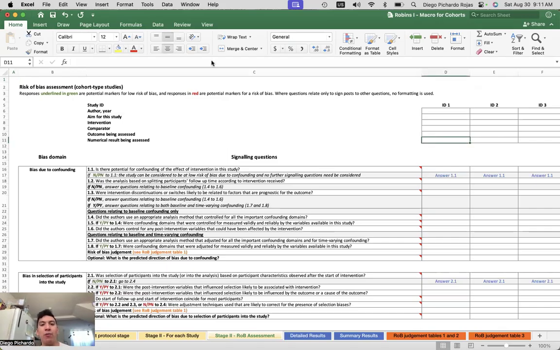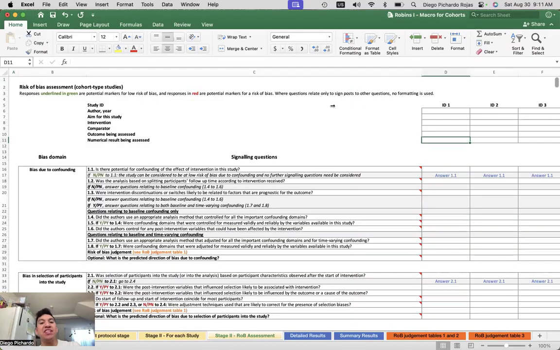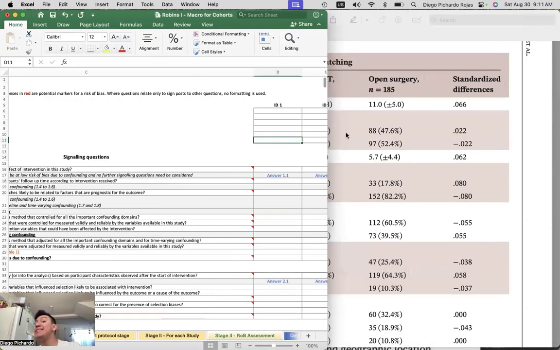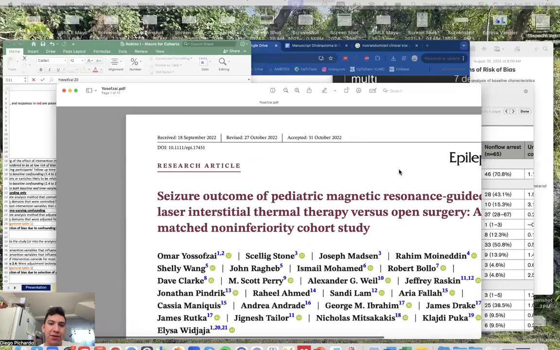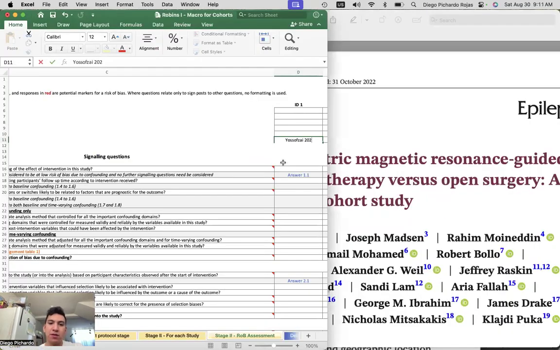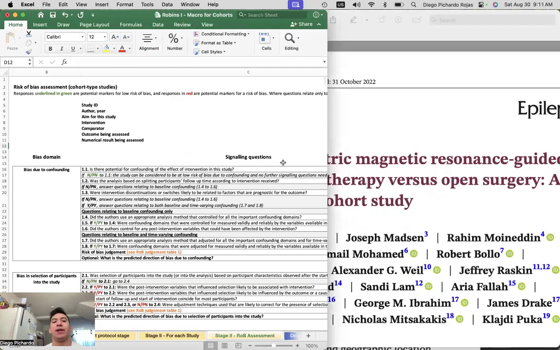All right, we're going to do this with this study that we just opened, the Joseph site, which is an excellent study. So we're going to call it Joseph site 2022. All right, so we're going to begin. Bias due to confounding.